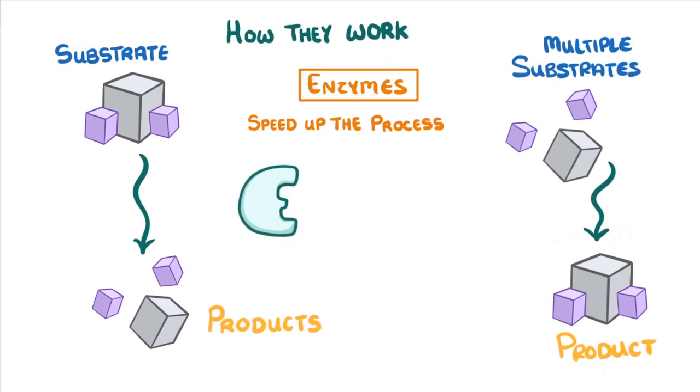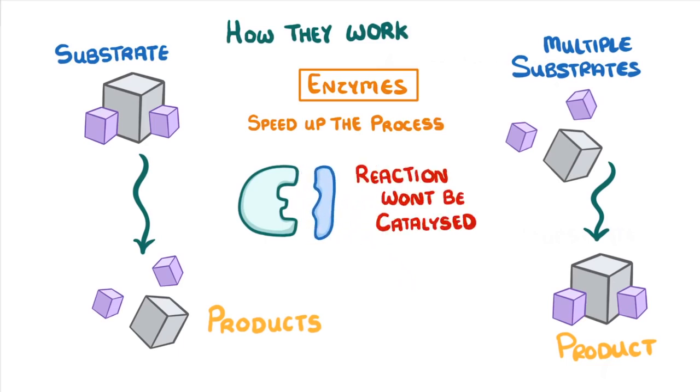They're able to do this because they have an active site, which is a region on the enzyme with a unique shape that's specific to the substrates of the reaction. And this point about the shape being unique is really important, because if the substrate doesn't fit the active site, then the reaction won't be catalyzed. This feature allows enzymes to be really specific about the reactions that they speed up.